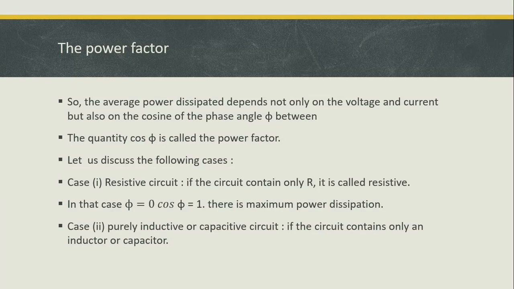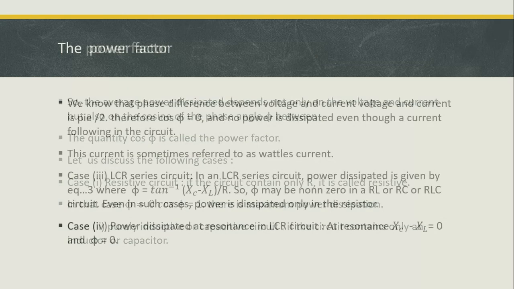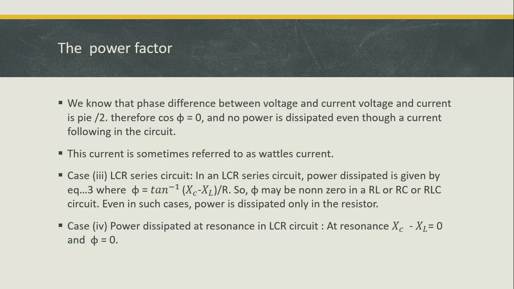Now case 2, the purely inductive or purely capacitive circuit. If the circuit contains only an inductor or a capacitor, there is no resistance value. It means there is just an inductor or maybe a capacitor. So we know that the phase difference between voltage and current is pi by 2.